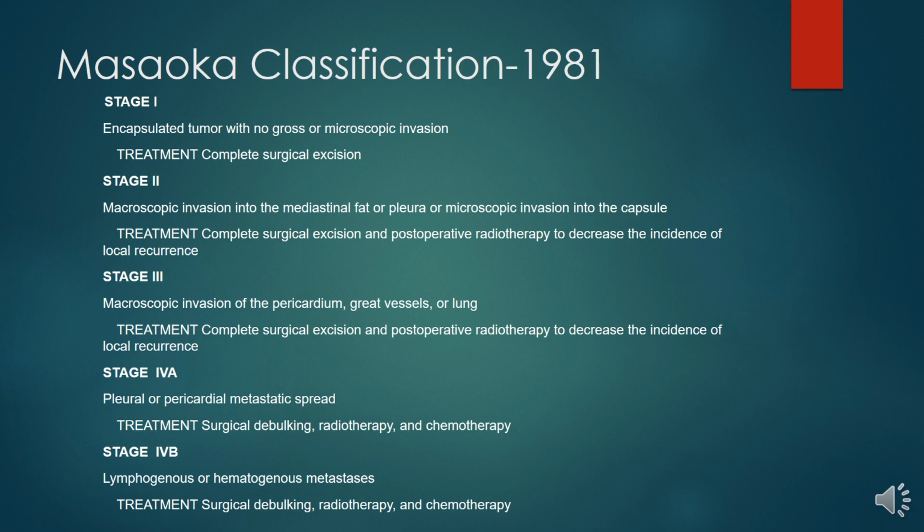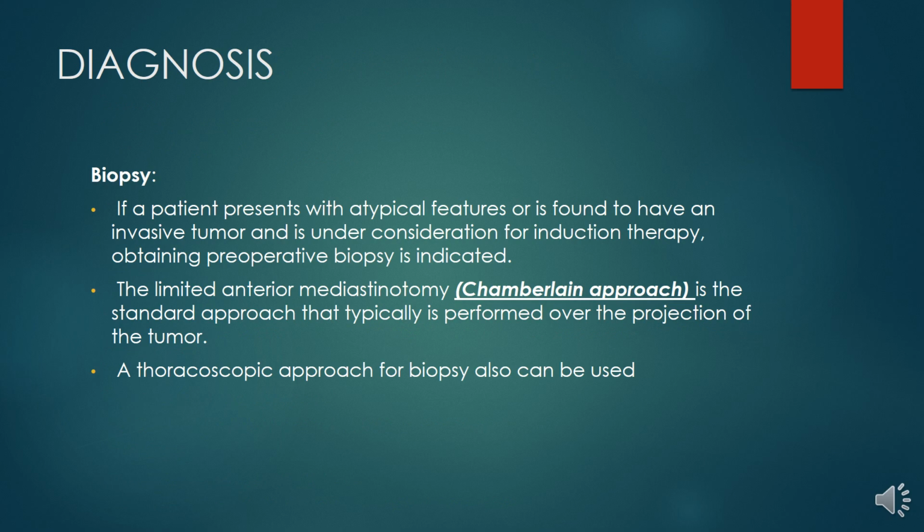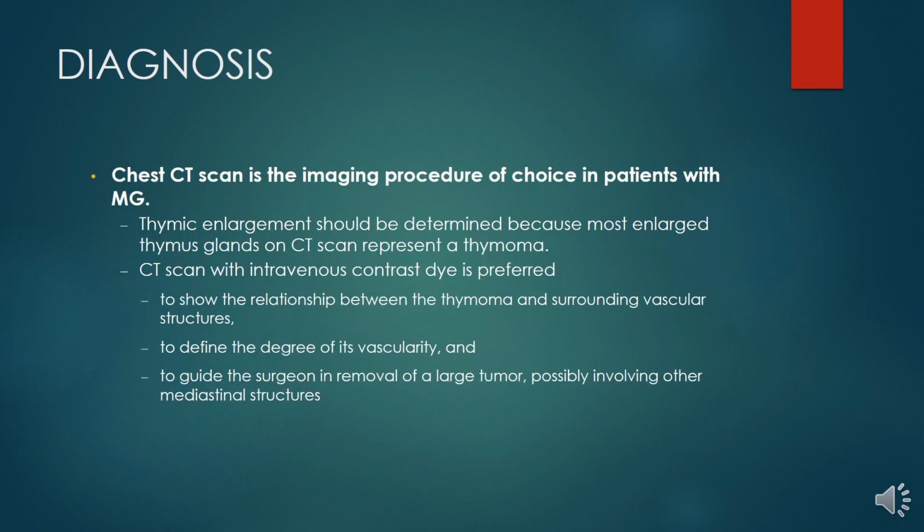Stage 4A is pleural or pericardial or mediastinal spread. Treatment is surgical debulking, radiotherapy, or chemotherapy. Stage 4B is lymphogenous or hematogenous metastasis. Treatment is surgical debulking, radiotherapy, and chemotherapy. Diagnosis is by biopsy if the patient presents with atypical features or is found to have invasive tumors. The limited anterior mediastinotomy, Chamberlain approach, is the standard approach that typically is performed over the projection of the tumor. Chest CT is the imaging procedure of choice in patients with myasthenia gravis.